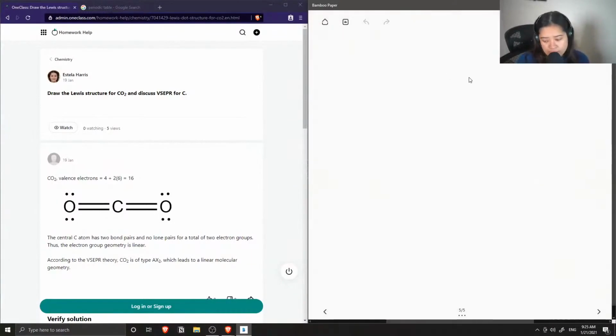Okay, so question number 4. Draw the Lewis structure for CO2 and discuss the VSEPR for carbon. So when drawing Lewis structures, we first need to find the total number of valence electrons.